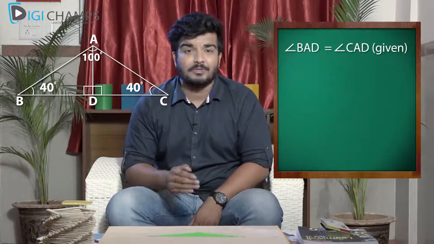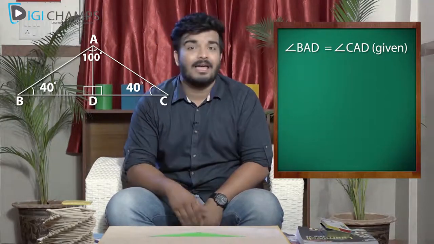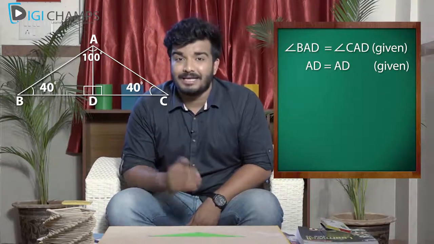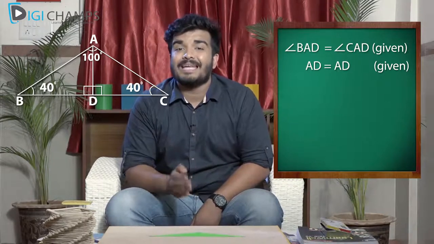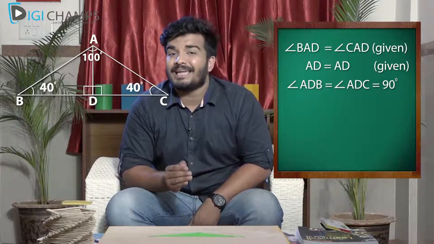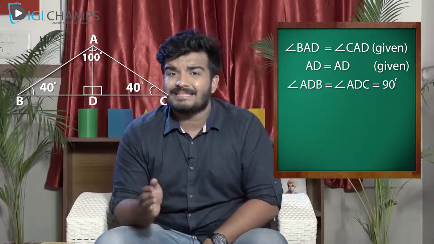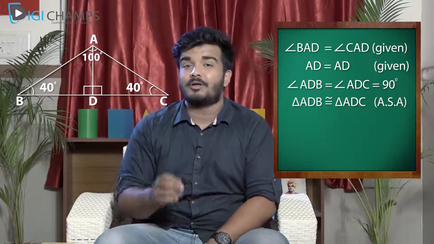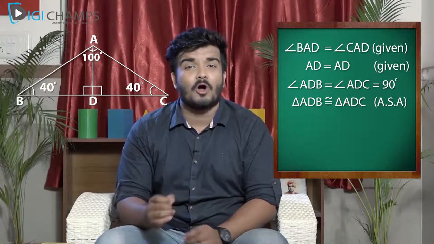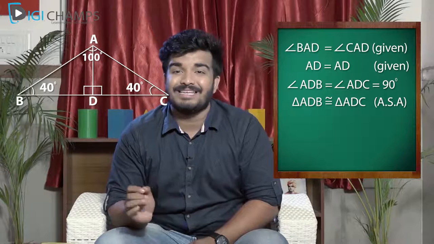Great. So here, if I consider two triangles, triangle ADB and triangle ADC, what do I have? I have got angle BAD is equal to angle CAD. I have got AD equal to AD, and I also have got angle ADB is equal to angle ADC, which is equal to 90 degrees. So clearly, by the ASA criterion, I have got triangle ADB is congruent to triangle ADC.